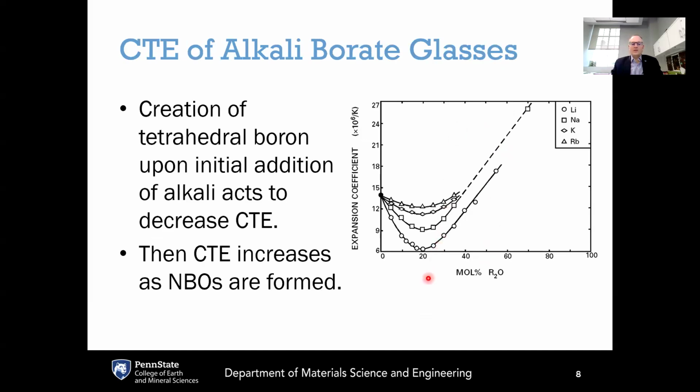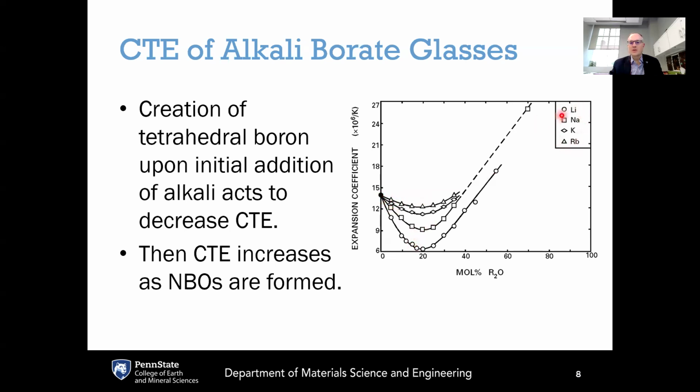Of course, one of the most interesting things in glass science is the boron anomaly. When we add modifier ions like alkali oxides to borate glasses, initially the connectivity of the glass network increases as trigonal boron is converted to tetrahedral boron. Then afterwards, there will be a formation of non-bridging oxygens. So upon initial incorporation of alkalis, the connectivity of the network increases. That actually causes the thermal expansion coefficient to go down.